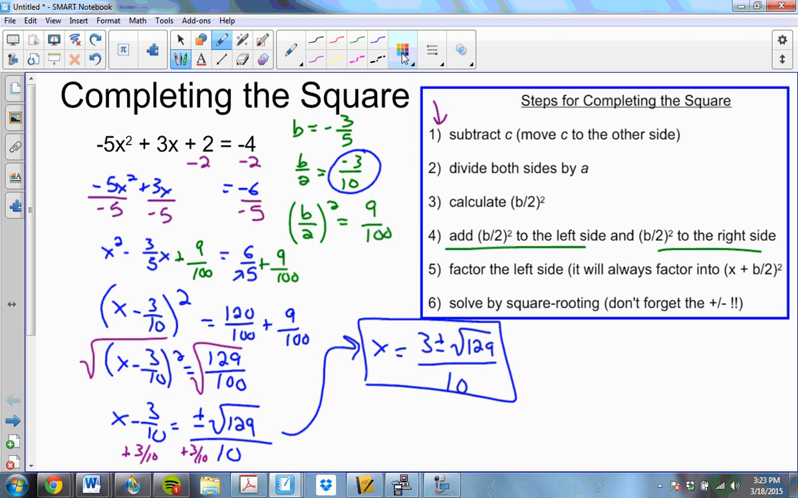For the record, if you had a b value that was like 6/7, b over 2 would be 6/14, but that's just going to reduce to 3/7. So if your numerator is even, you can just cut it in half when finding b over 2. Thank you. Hope that's helpful.